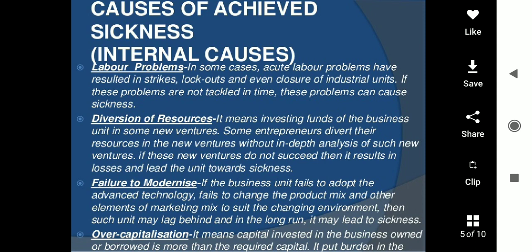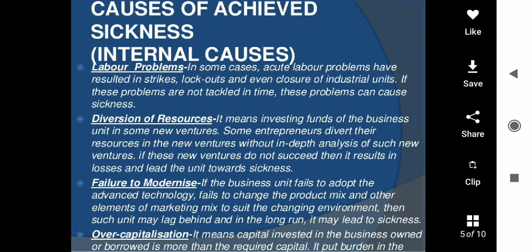And the second reason is diversion of resources. I hope the first point is clear to you. Labor problem: in some cases, acute labor problems have resulted in strikes, lockouts, and even closures of industrial units. If these problems are not tackled in time, they can cause sickness. The line says that if your labor is striking or doing a lockout, doing no production, then your industry will suffer a lot if the problems are not resolved in time.